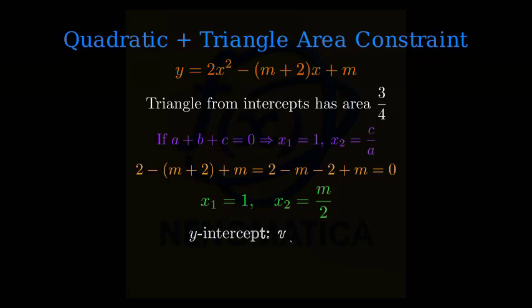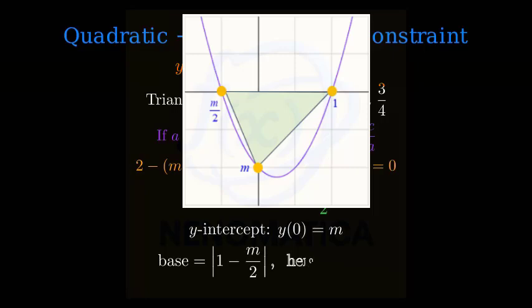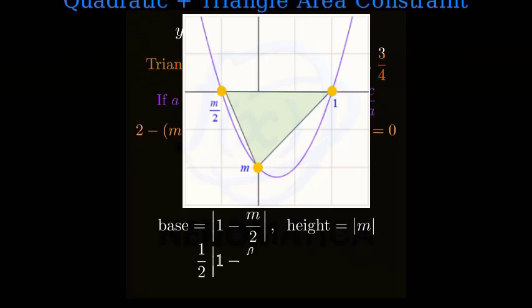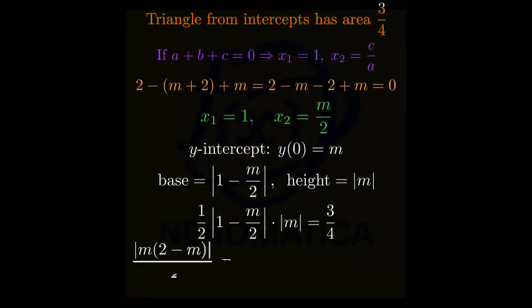Step 2. The y-intercept occurs at x equals 0. Substituting x equals 0 gives y equals m. The triangle has its base along the x-axis between x equals 1 and x equals m over 2. Its height is the absolute value of m along the y-axis. Step 3. Use the triangle area formula.